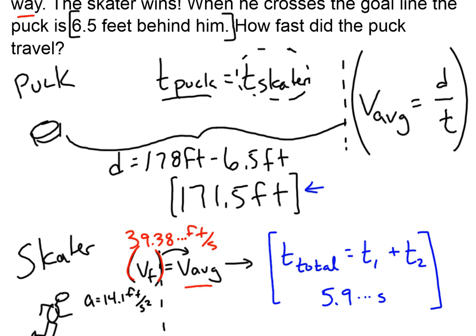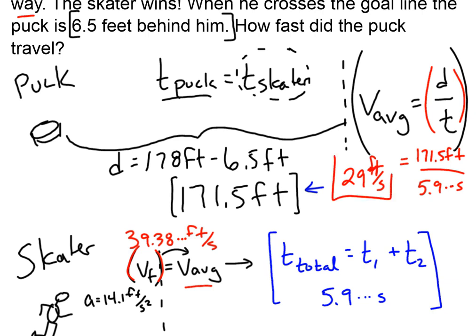So in order to figure out how fast the puck is going, well, heck, we can now do it. The puck has an average speed, and we can find it with d over t. The puck ended up going 171.5 feet in 5.9... seconds. When we calculate that, we get that the puck was going about 29 meters per second. Excuse me, feet per second.